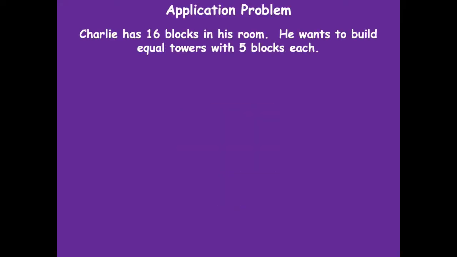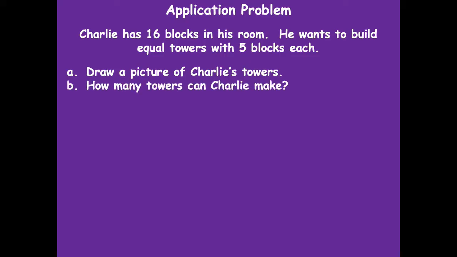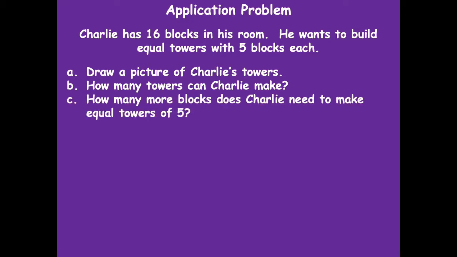All right, so friends, we're going to apply what we've just learned in our application problem. So Charlie has 16 blocks in his room. He wants to build equal towers with 5 blocks each. So you're going to have 3 parts you have to answer for this one. A is draw a picture of Charlie's towers. B, how many towers can Charlie make? And C, how many more blocks does Charlie need to make equal towers of 5?